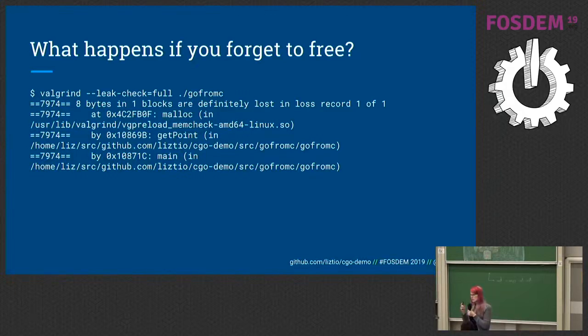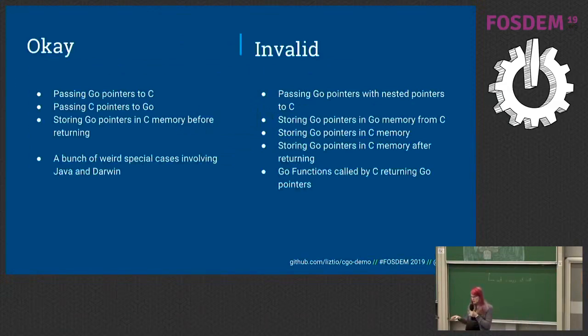Right. Very different approaches to pointers, very different approaches to memory management. What happens when you need to pass things between those two? Some things are okay. If you pass a Go pointer to C and only use it while you are in the C code, that is fine. Same if you pass a C pointer to Go. If you only use it briefly, that's fine.